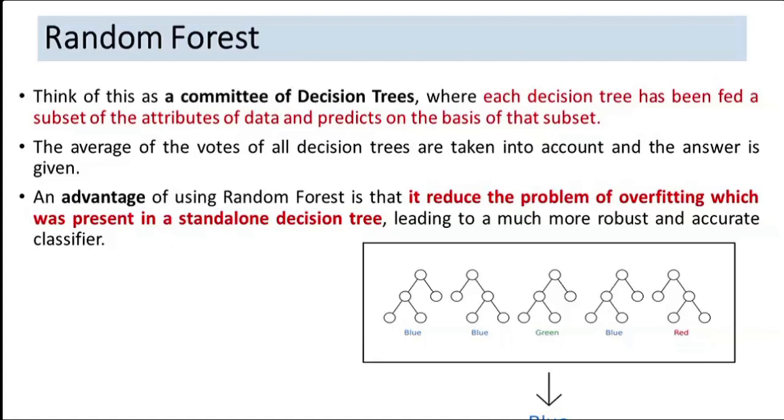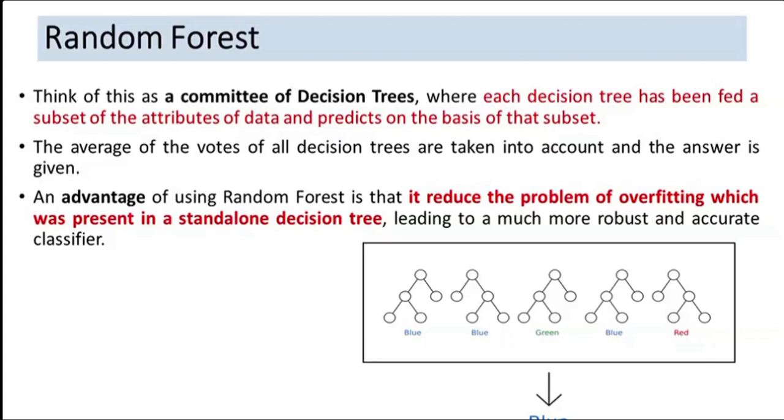For example, we could see the first decision tree is giving the output as blue. The second decision tree is giving blue. The third decision tree is giving green. The fourth decision tree is giving blue. And the fifth decision tree is giving red. So out of that, we could see the probability of blue is higher than that of green and red. So the random forest, which includes these five decision trees, will come to the solution of output as blue.